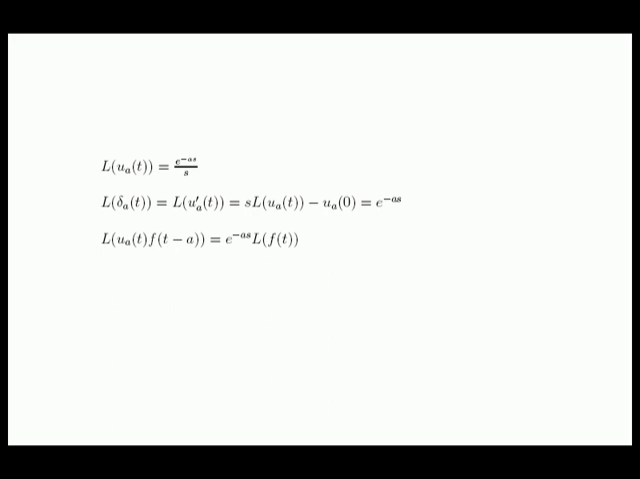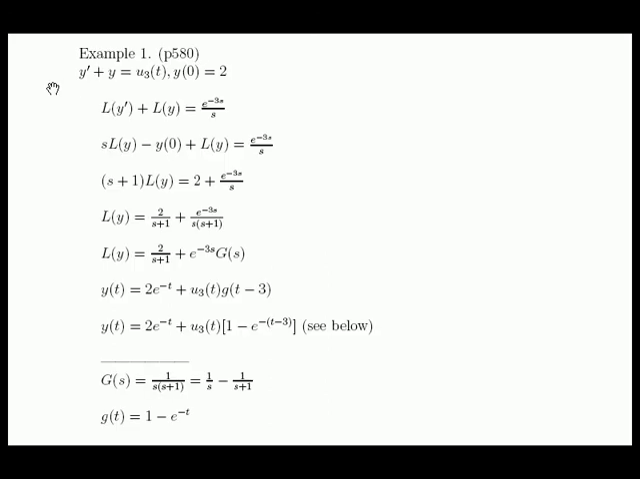So let's look at an example. This is a first order problem. It's an example in your book. y prime plus y equals u sub 3 of t, with the initial condition y of 0 equals 2. So it's only a first order equation. The forcing function on the right-hand side is u sub 3. That's the function, remember, that's just 0 up until 3, and then it's 1 from there on. So let's see if we can solve this problem.